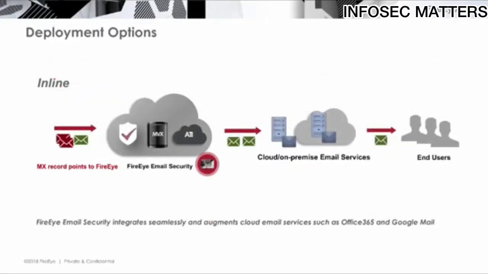FireEye's ETP can be deployed in a couple of different ways, the first being inline and the second BCC. In inline mode, the MX record would point directly to the FireEye ETP cloud, in which case FireEye will do the initial antivirus and anti-spam, followed by the advanced analytics within the MVX engine, and then use our advanced threat intelligence to complete the analysis. After which the email is simply forwarded on to the cloud or on-premise email services of the client, which will then go to the end users.